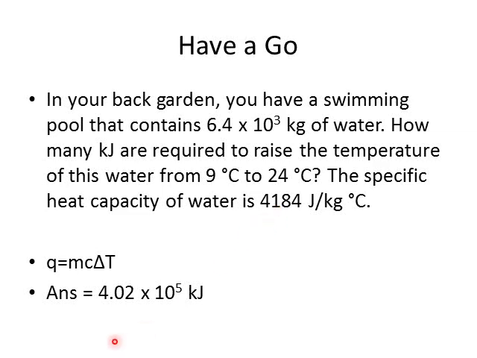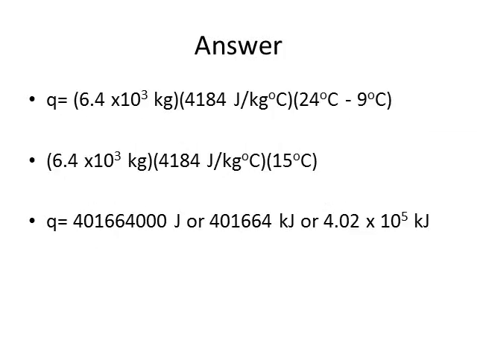So try it out and see if you get an answer of 4.02 by 10 to the 5 kilojoules. And as always, the answer is on the following slide. So here's the breakdown of the calculations for that problem. I have my mass, 6.4 by 10 to the 3 kilograms, my specific heat capacity, 4184 joules per kilogram degrees C, and the difference in my temperature, T final minus T initial, which is 24 minus 9.